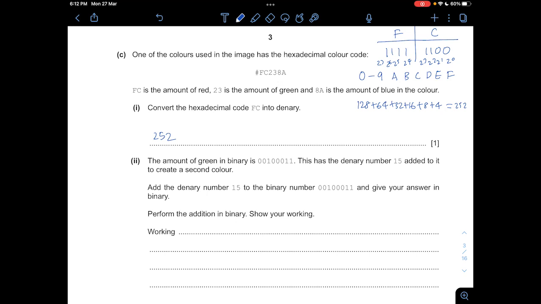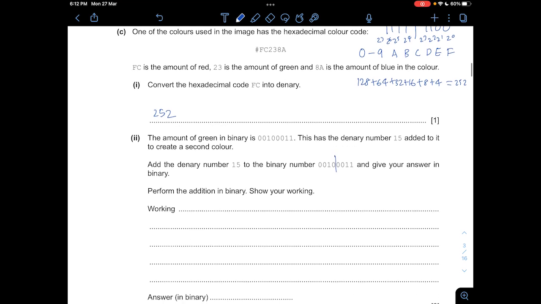The amount of green in binary is 00100011. This has the denary number 15 added to it to create a second color. Add the denary number 15 to the binary number 00100011, give your answer in binary. So now we need to convert the denary number to binary number. It's much better to do it that way because you don't have to convert it back to binary again. Might as well just convert the denary number beforehand and then add it up with the binary number later, and then you get your answer in binary.